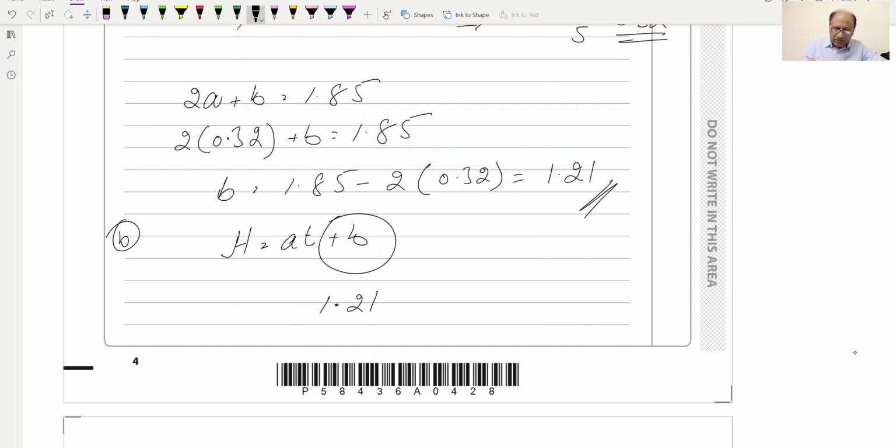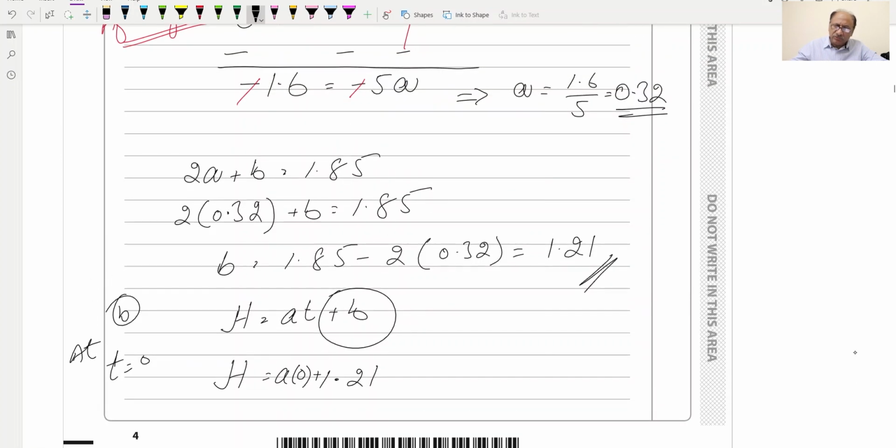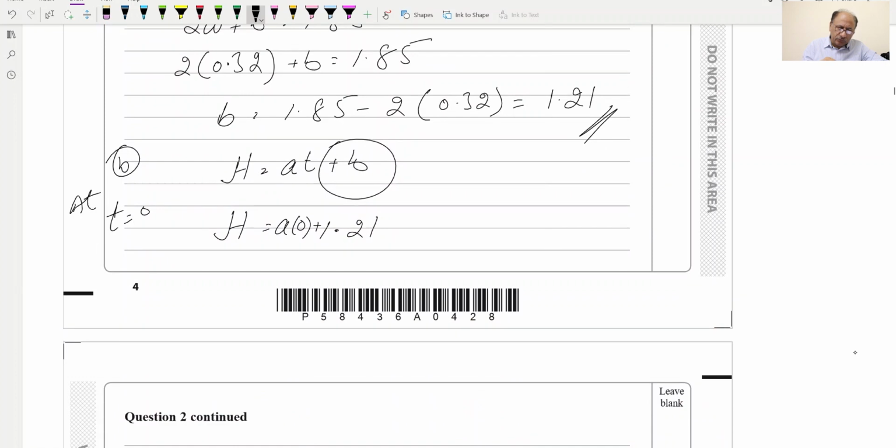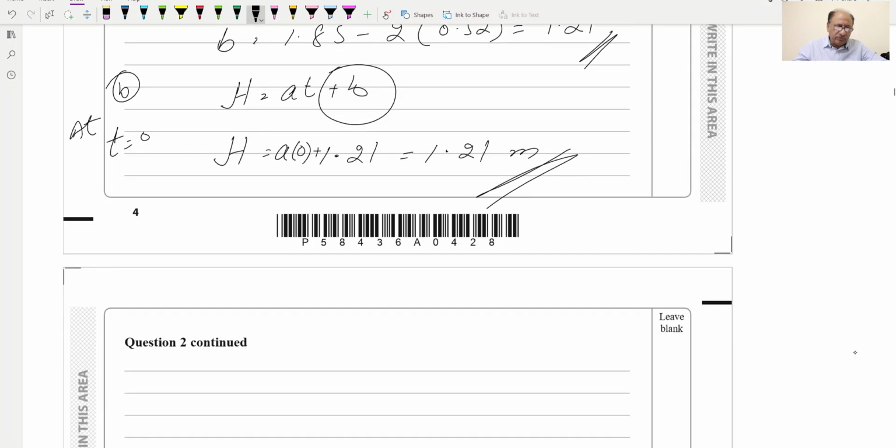So initial height, we can say that when time is equal to 0, at t is equal to 0, h will be equal to a times 0, so it will become 0. A value is 0.32, but multiplied by 0, so that term will be 0. So initial height will be 1.21 meters. This is the answer, and this is basically the b value, and this will be our final answer.